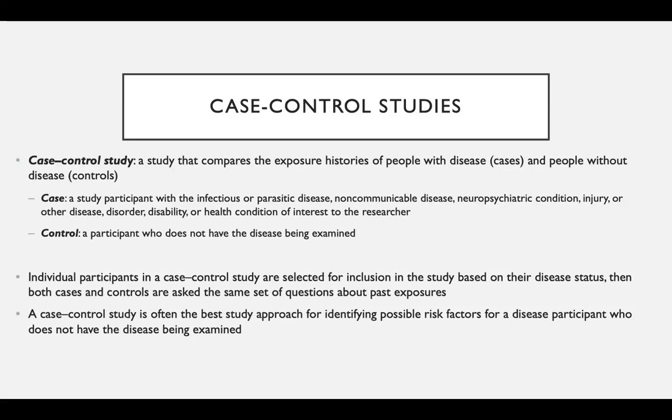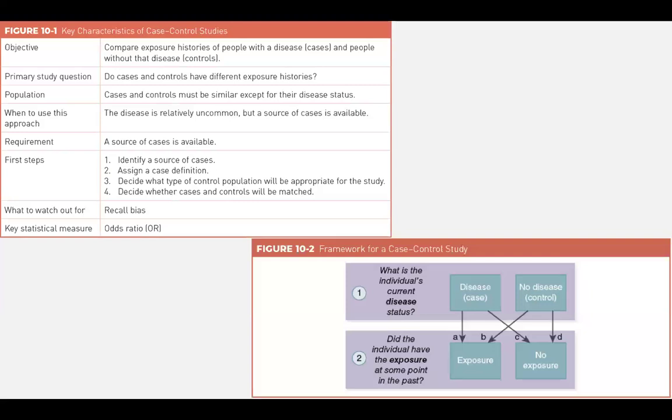So a case control is going to be the best study design, the best approach, for identifying risk factors for a disease, for those participants. The idea here is we want to know risk factors for disease. We already know whether people have the disease or not. We know whether they have arthritis or not. So in a case control study, we're exploring the impact of exposures.